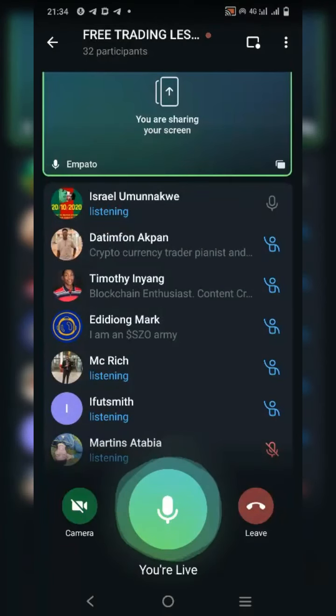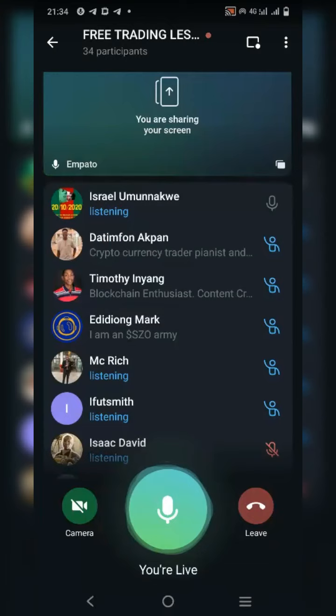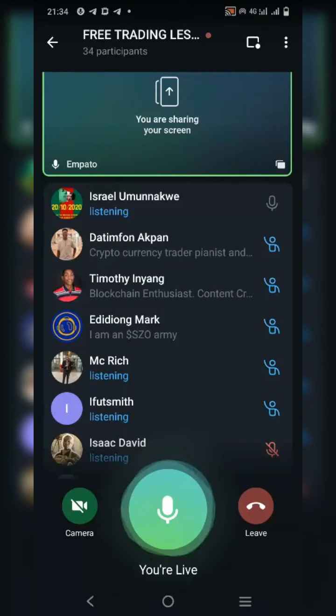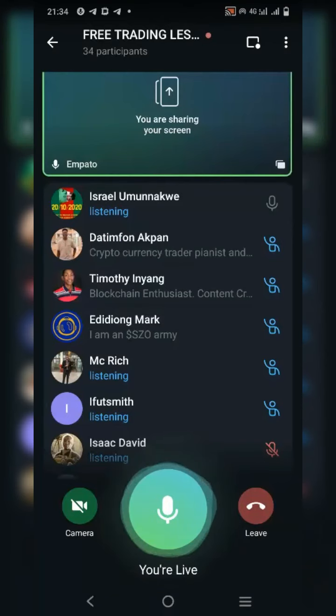There are also other stable currencies like USDC. We also have BUSD. There are so many. They are called stable currencies. They cannot fluctuate in price. They are stable. So I think that answers your question.